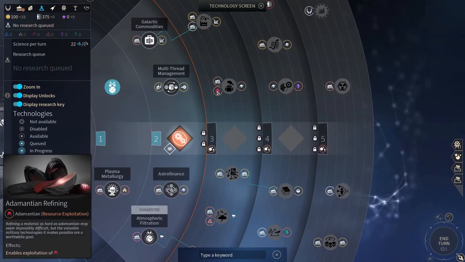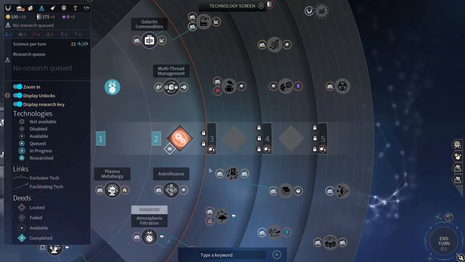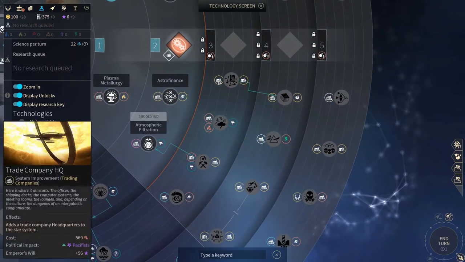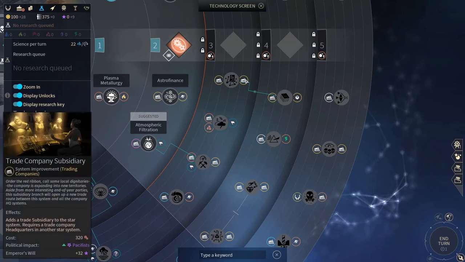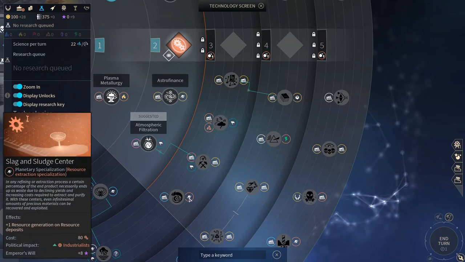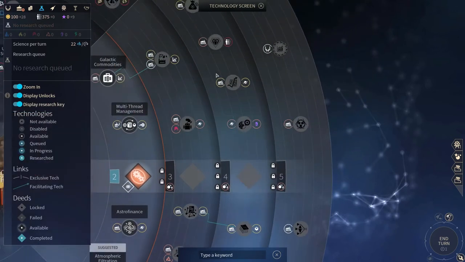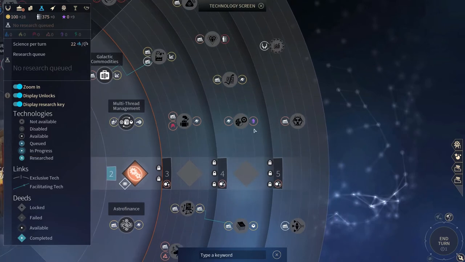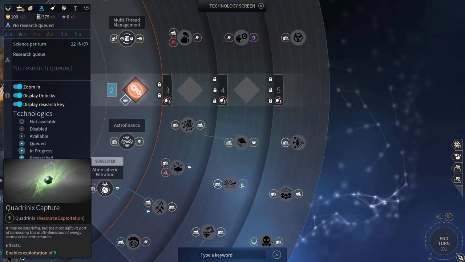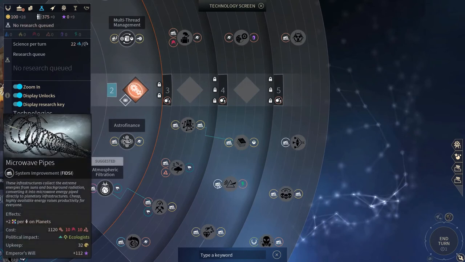It's very important also to get the tier 2 exploitation technology for adamantium and antimatter, and you might be interested in the trade company HQ and subsidiary if you plan to have a lot of alliances, and if you want to get a boost of dust and science as well. I think also don't forget, for example, the slag and sludge center if you have strategic resources and you want to get more of them. Tier 4 is very dependent on your game plan, but the key ones are always the Richalkic's refinery and Quadrinic's capture, so exploitation of tier 3 resources.